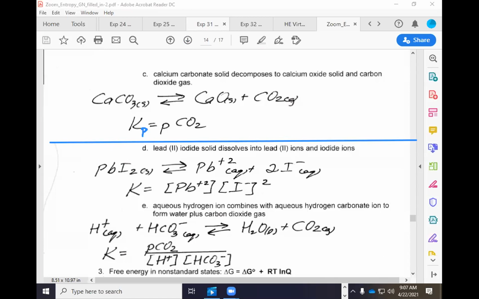Lead 2 iodide, it's a solid, equilibrium lead ions, iodide ions. You have to know to put the AQ in here because it says dissolves. If you want to put water in here, that is fine. So you could put water above your equilibrium arrows, and that helps you to see that it's going to be forming a solution. And then this is a KSP.